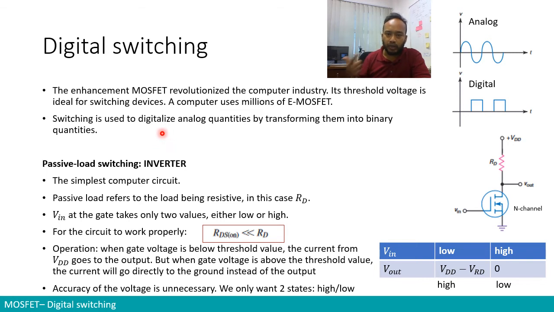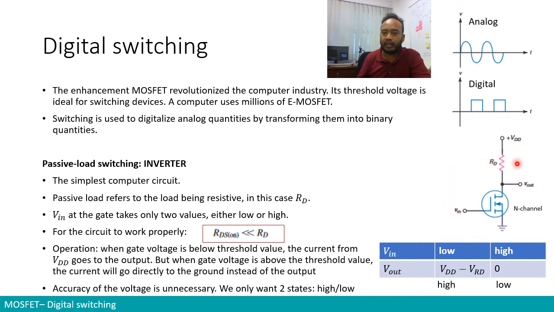In order to do that, let's first talk about what we call passive load switching, or the inverter. It's the simplest computer circuit made of transistors. All the complexity we have in our computers today starts with the basic operating principle of inverting. Why is it called passive load switching? Passive load refers to the resistor, which is a passive load, being only a resistive load. In this case, it's RD.